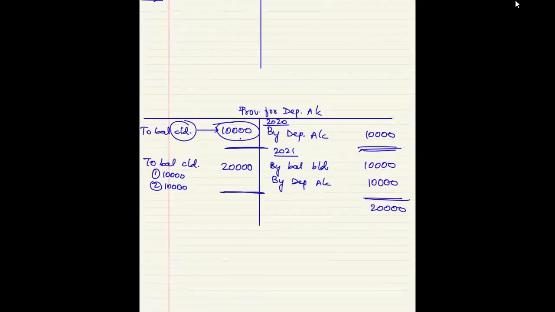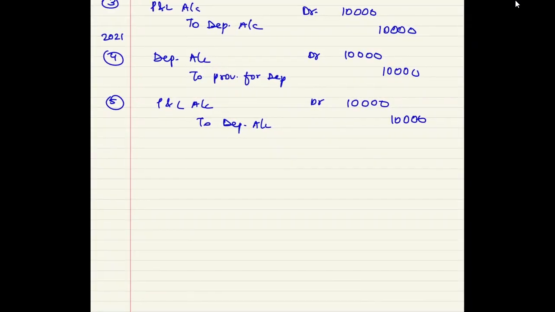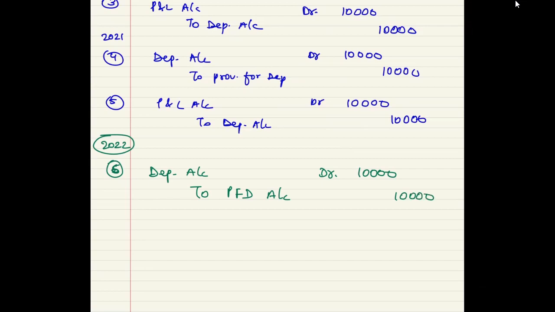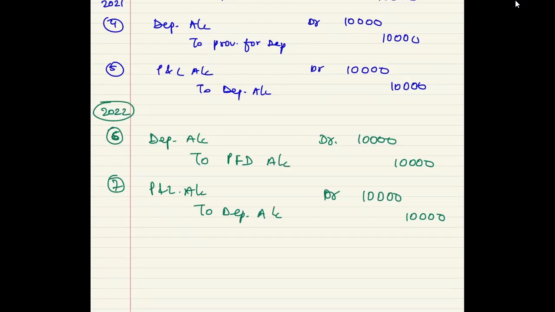I will do it for the rest of the two years also, so that it is very, very clear. Now let's do it for 2022. So this would be the sixth entry: depreciation account debited 10,000 to provision for depreciation account 10,000, and then P&L account debited with 10,000 to depreciation account 10,000. This is the seventh entry.